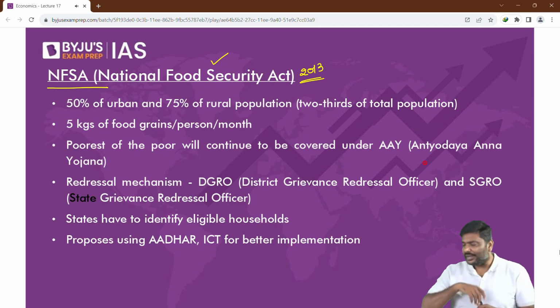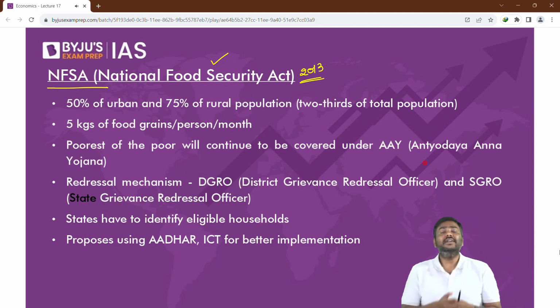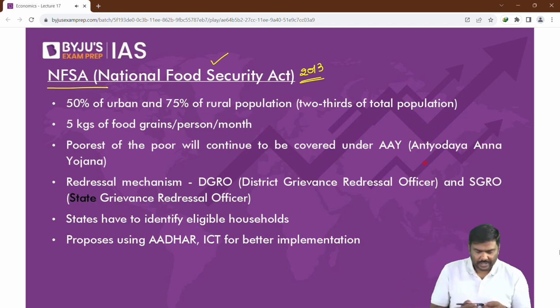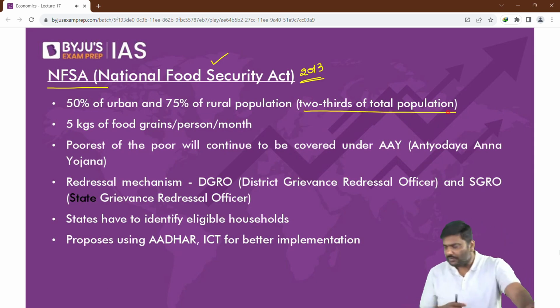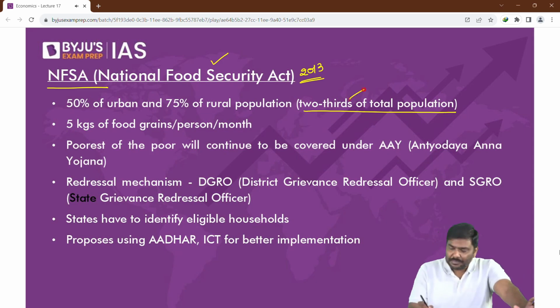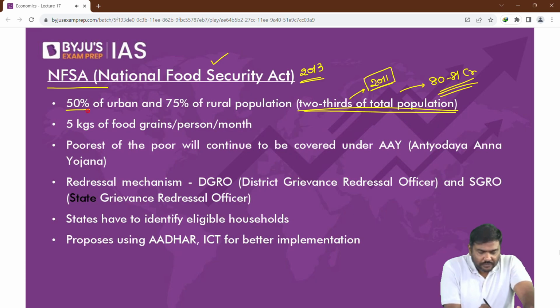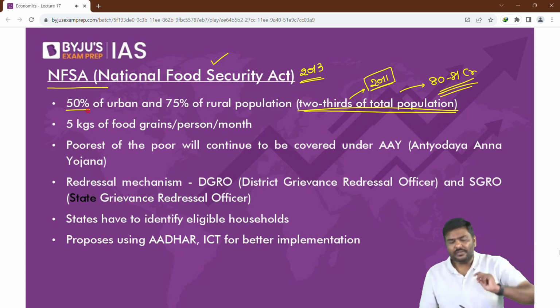Now, why do we require public distribution system? Because please understand, government in 2013-2014 introduced a system called the National Food Security Act, which is nothing but targeted distribution. Under the National Food Security Act, government says 2/3 of total India's population, that is basically the 2011 census population, will be covered under this, which is somewhere in the range of 80 to 81 crore people.